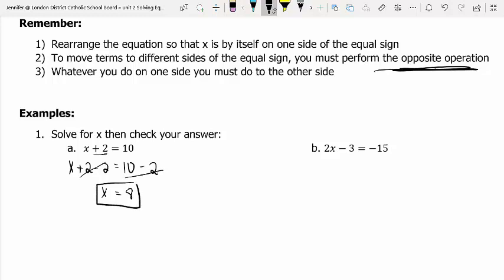Now to perform a check, here's how you check if that answer is actually right. You set up what is called a left side, right side table. So it looks like this.